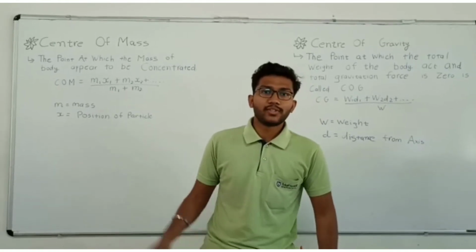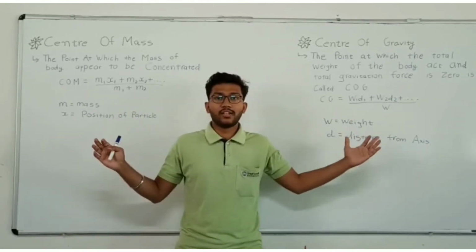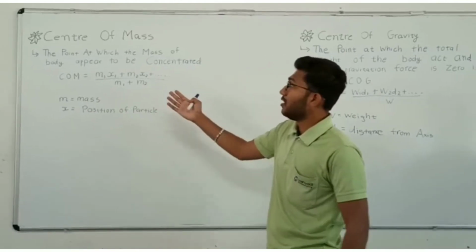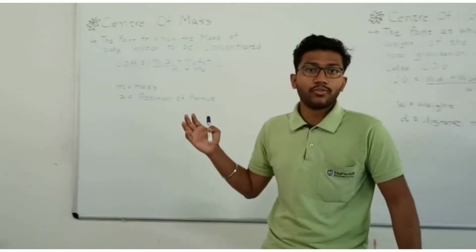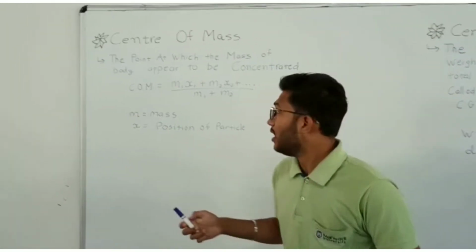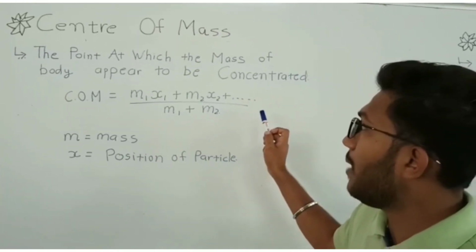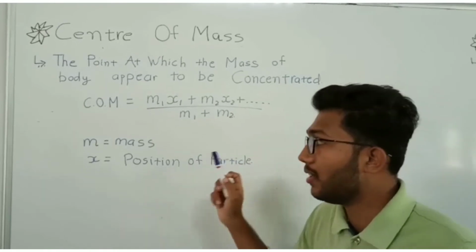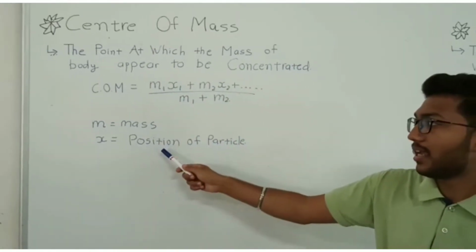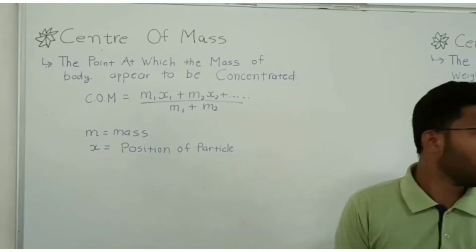Today we will learn about center of mass and center of gravity. So what is the center of mass? The point at which the mass of the body is concentrated. Here the formula will be m1x1 up to mnxn divided by M. So here m will be mass and x will be the position of the particle.